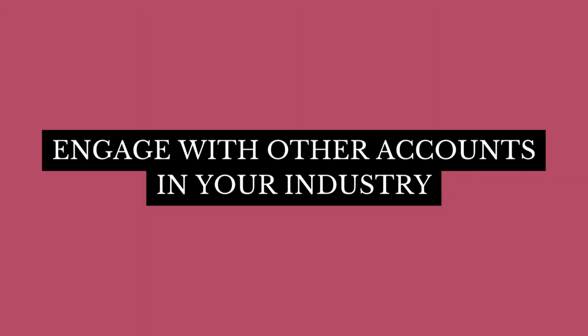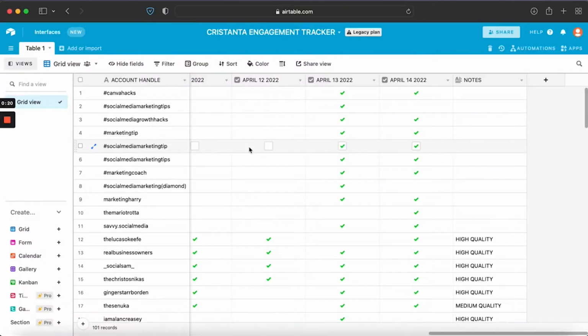My second tip for you is to make sure that you're engaging on other accounts in your niche and in your industry. So what I do is I set up an engagement tracker in Airtable, and I actually make a list of accounts to engage with. Now, there is a specific strategy for this.